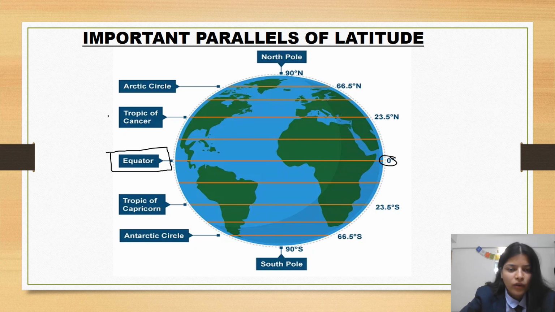Another important parallel of latitude that we have is the Tropic of Cancer, and it measures 23.5 degrees north in the northern hemisphere. Then we have the Tropic of Capricorn, which is 23.5 degrees south in the southern hemisphere. Then we have the Arctic Circle, which is 66.5 degrees north in the northern hemisphere. And lastly, the Antarctic Circle, which is 66.5 degrees south, in the southern hemisphere. So these were the important parallels of latitude.